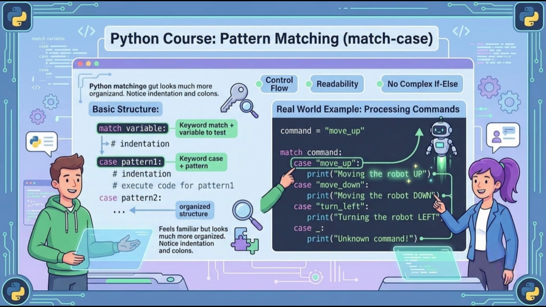Let's look at the basic structure. We start with the keyword match followed by the variable we want to test. Inside, we use the case keyword followed by the pattern. Notice the indentation and the colons. This is classic Python. It feels familiar but looks much more organized.